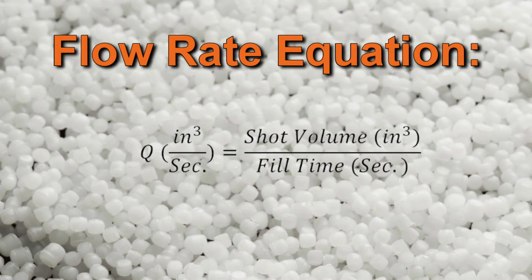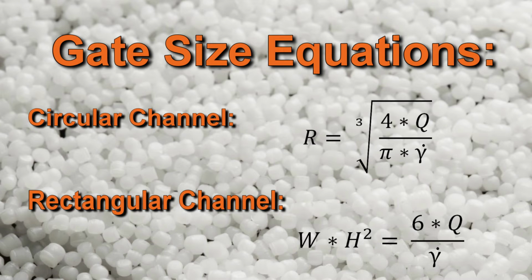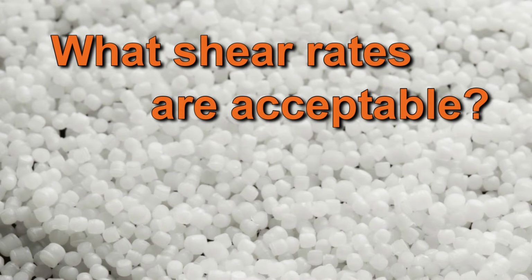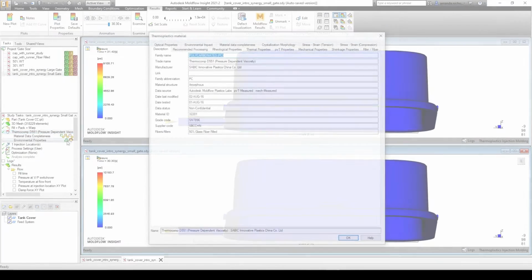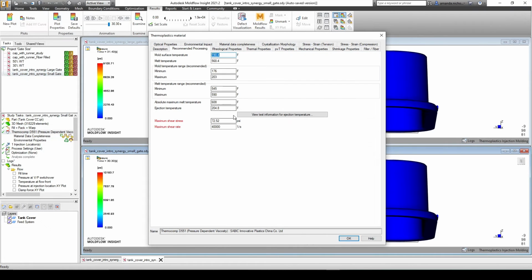For a given desired fill time, we can calculate the flow rate, Q, by dividing the volume of the parts plus the runners, or the shot volume, by the fill time. And from there, we can calculate what gate size is needed to remain below the shear rate limit for the material. And what shear rates are acceptable? Shear rate limits for different materials vary and are dependent on the base resin as well as the associated filler. Recommendations for different materials can be found online or in an injection molding software such as Moldflow.